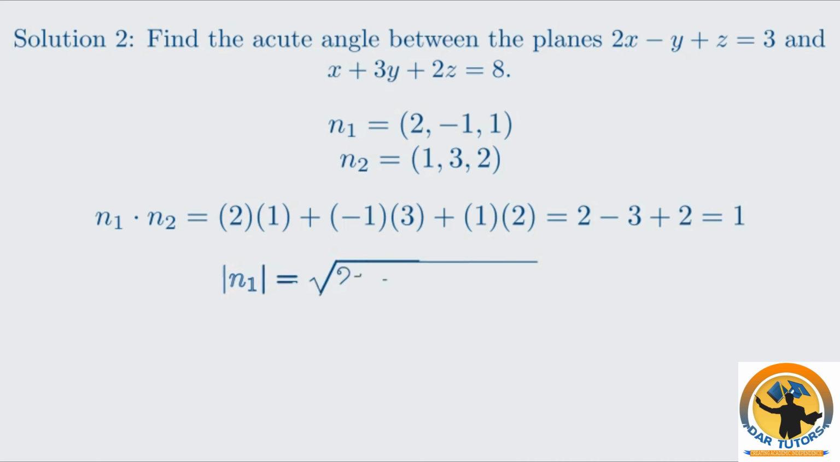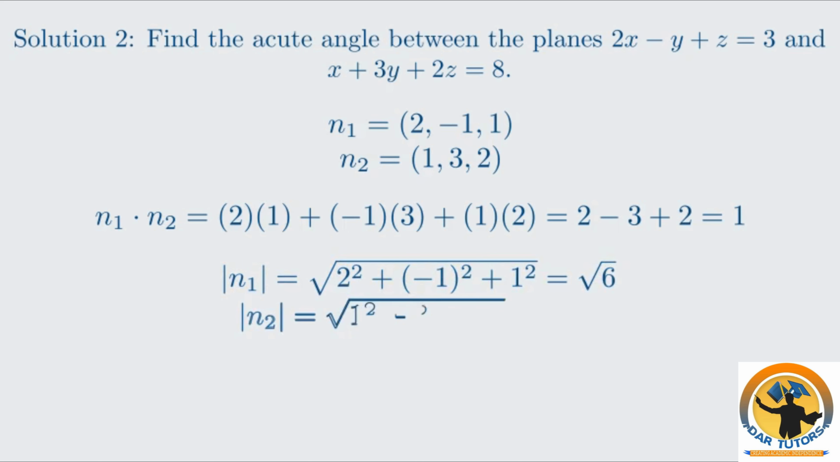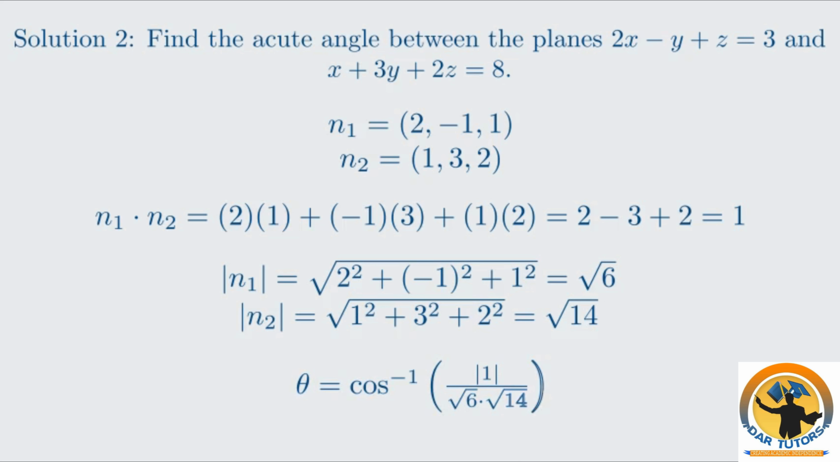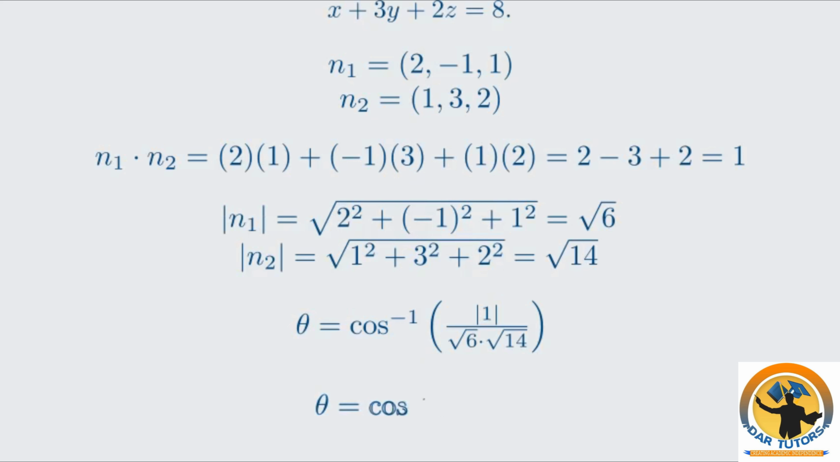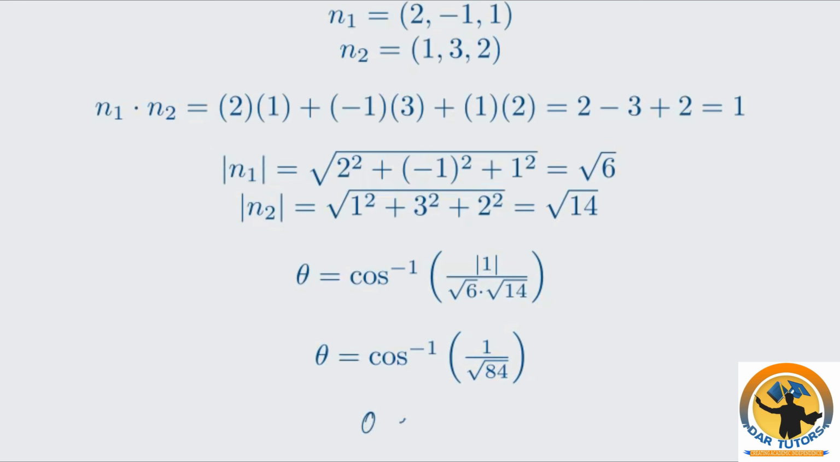Now we find the magnitudes. The magnitude of n1 is the square root of 6. The magnitude of n2 is the square root of 14. Using the formula, the angle theta is the inverse cosine of the absolute value of 1, divided by the square root of 6 times the square root of 14. This simplifies to the inverse cosine of 1 over the square root of 84. Using a calculator, the angle theta is approximately 83.7 degrees, so the acute angle between the planes is about 83.7 degrees. Here's the solution for question 3.